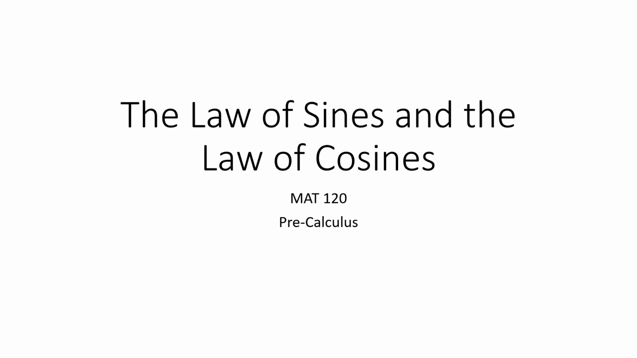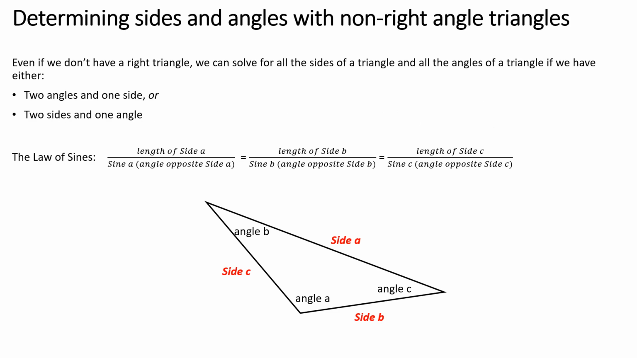The law of sines and the law of cosines. Beyond right triangles, we can actually figure out with any triangle, obtuse, acute, equilateral, how long the sides are and what the angles are with the law of sines and the law of cosines.